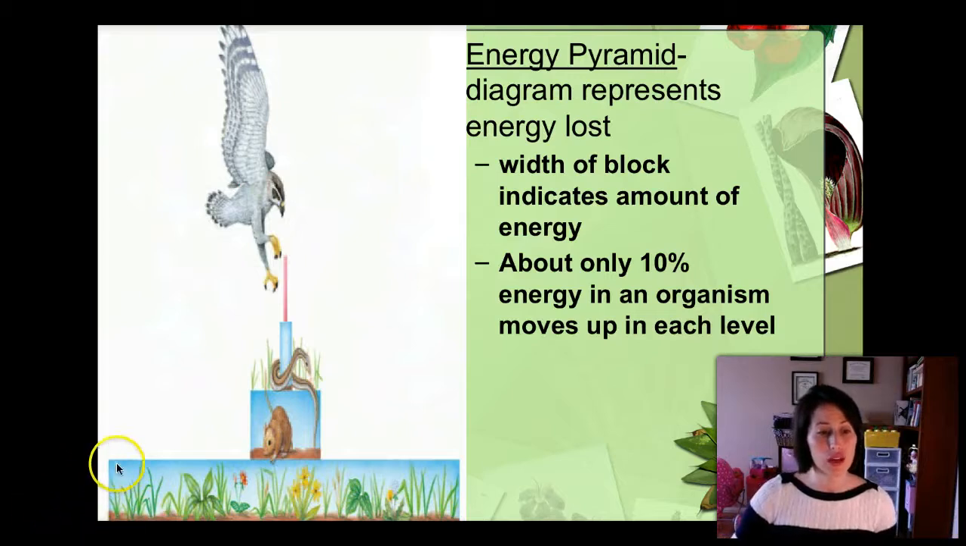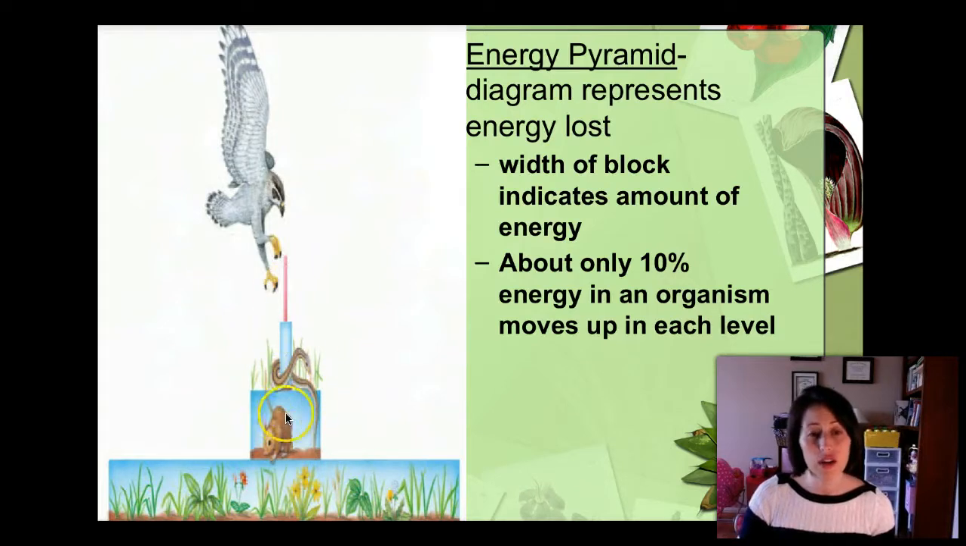So if you look down here, we have the base of our pyramid, and these are all of our producers, okay? So this block is much wider than the one that's above it. The reason is because it's indicating the amount of energy that's available in this level. In the primary producer level, the very first level of the energy pyramid is 100% of the energy. That is all the energy that is made as chemical energy from the sun. And as we go up, the blocks get smaller and smaller and smaller.